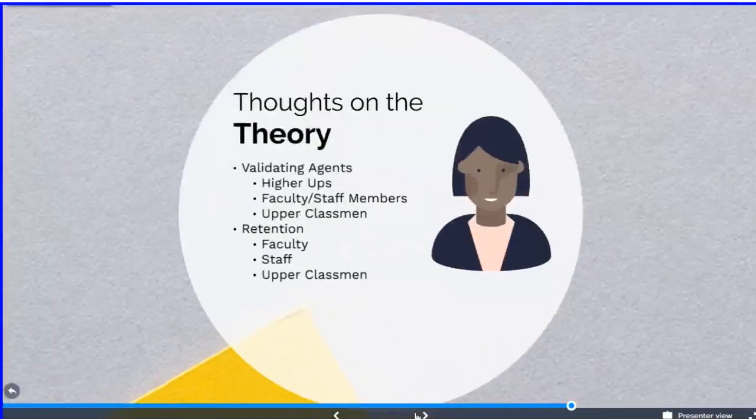And so I had mentioned this before. I'm just trying to look at how this theory can be looked at outside of just the early stages, even outside of students. I want to see where the validation theory can be applied to upperclassmen and faculty and staff. Like the first part, validating agents that maybe faculty and staff and upperclassmen have. So faculty and staff could be validated by higher ups, like I said, directors, provosts, presidents, stuff like that, just so we can keep them here.